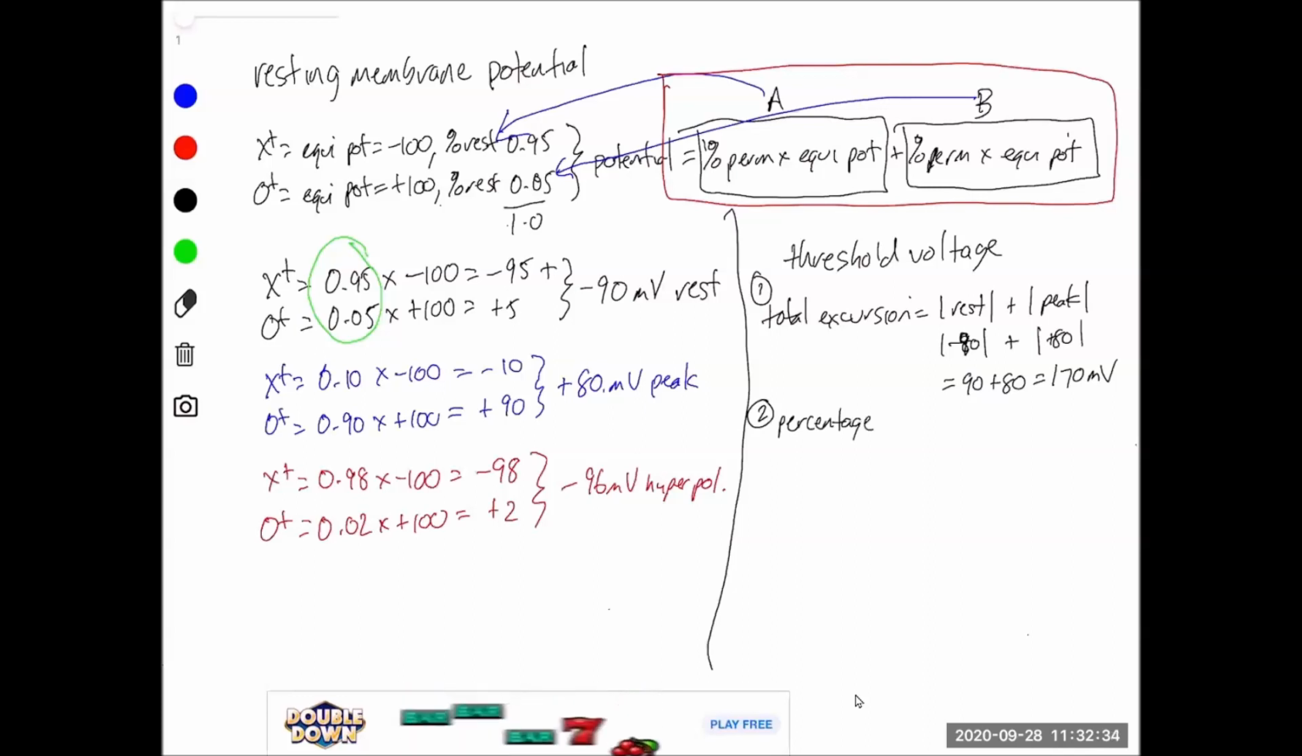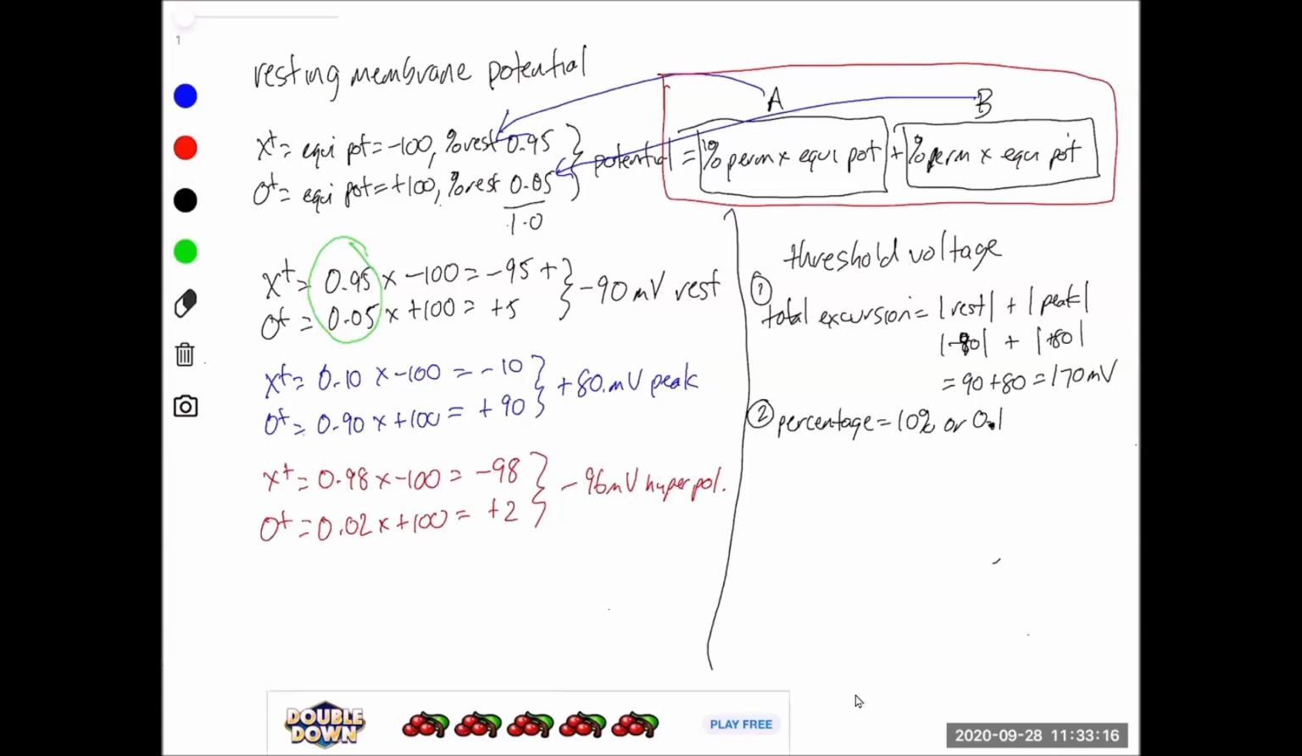Step two is now I want to take the percentage of that. And in this case, it's 10%, or 0.1, that's 10%. And you can see that in the problem when it says something to the effect of, at a given point in time, when it receives enough excitatory input at 10% of the difference between rest and peak, the channels start to flip-flop. So that's the definition of a threshold. So the channels that were open, the X plus, begin to close, and the channels that were closed, the O plus, begin to open.